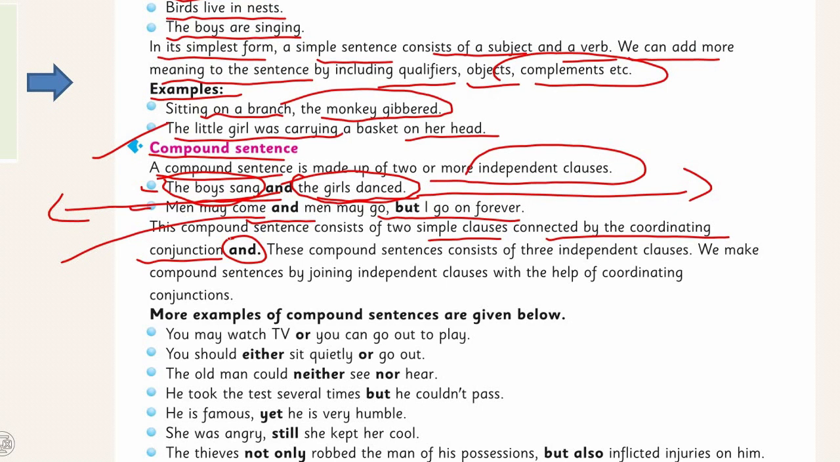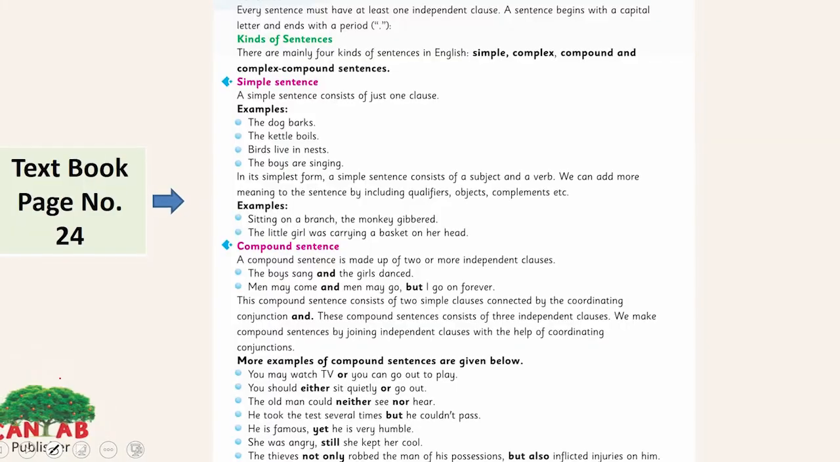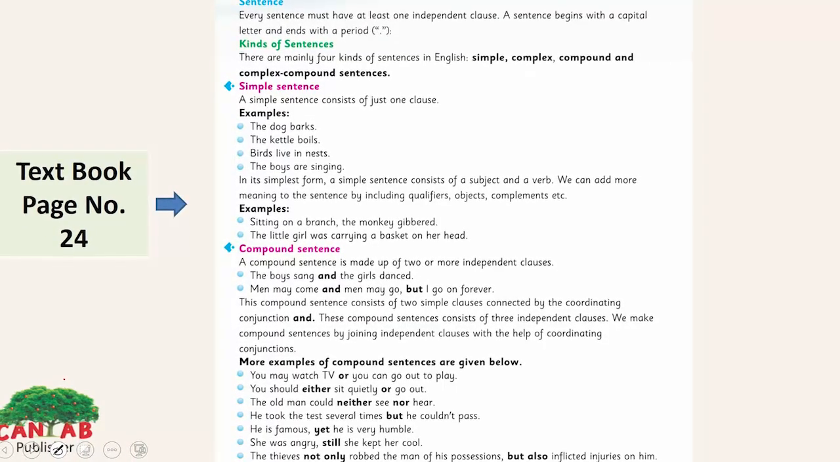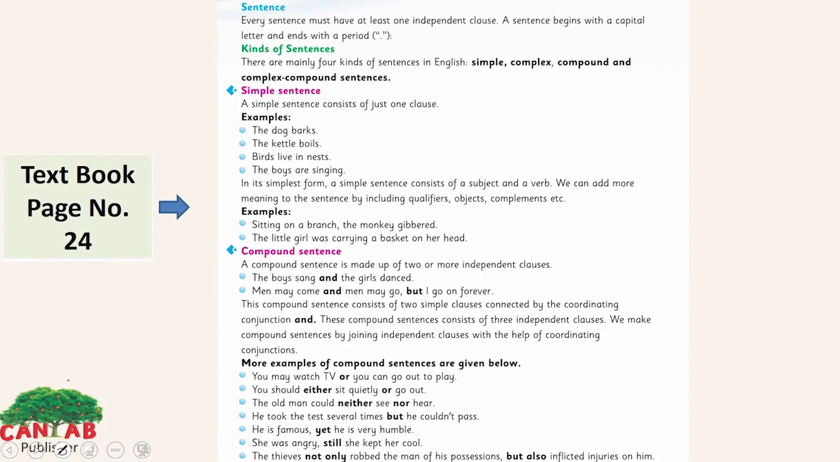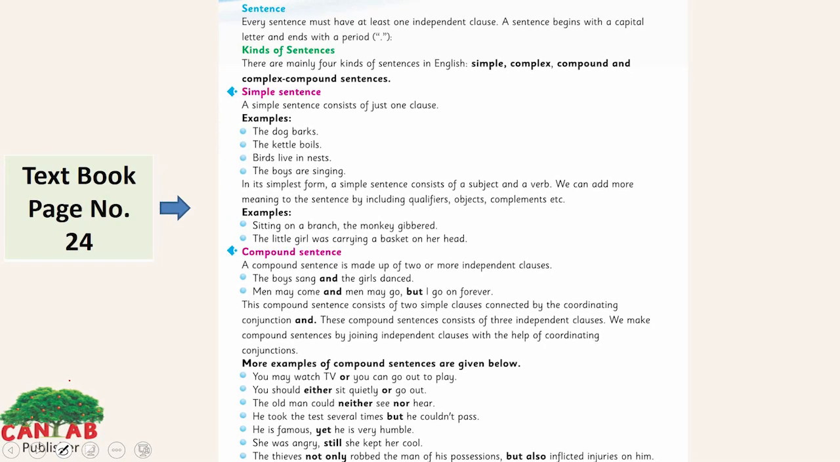A coordinating conjunction is one that joins 2 sentences together. These compound sentences consist of independent clauses. We make compound sentences by joining independent clauses with the help of a coordinating conjunction. We discussed that we join the 2 independent clauses by adding the coordinating conjunctions but, because, and, if, when, etc.